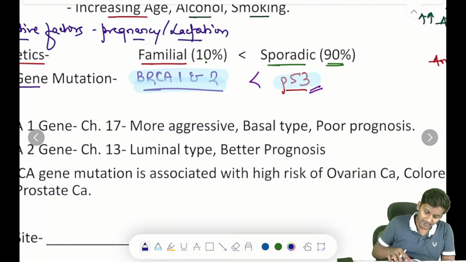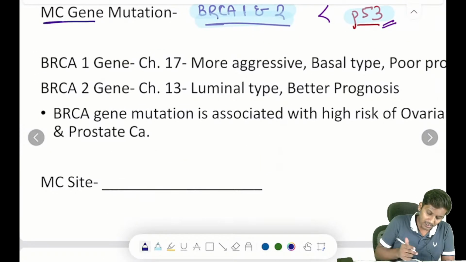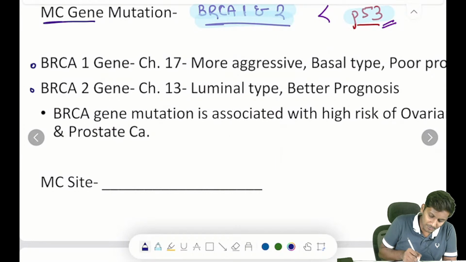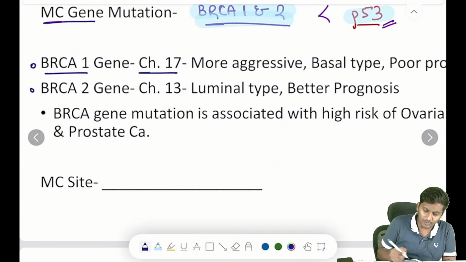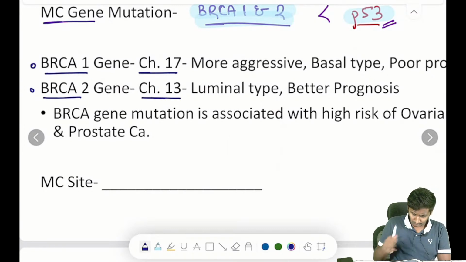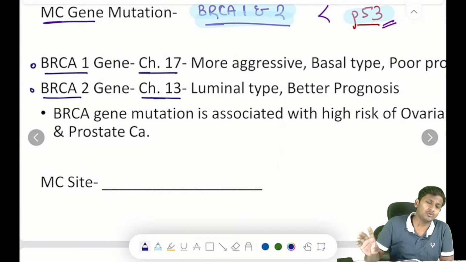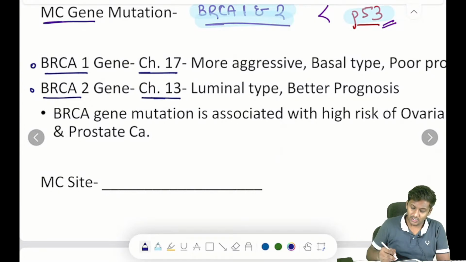Next important is, if I talk about the BRCA1 or BRCA2 gene mutation, you have to remember the BRCA1 gene is located on chromosome number 17, whereas BRCA2 is located on chromosome number 13. ठीक है, BRCA1 on chromosome number 17, the long arm, and BRCA2 on the chromosome number 13, the long arm. ठीक है, क्यों बोलते हैं उसको?